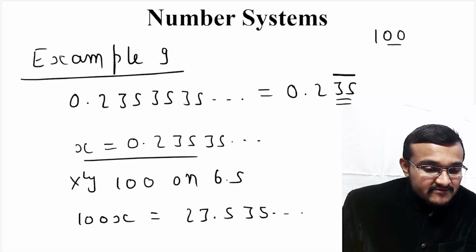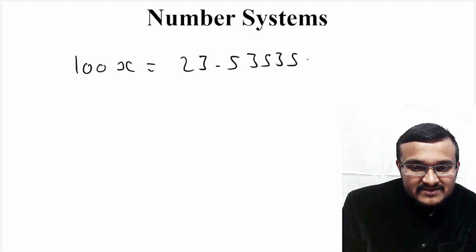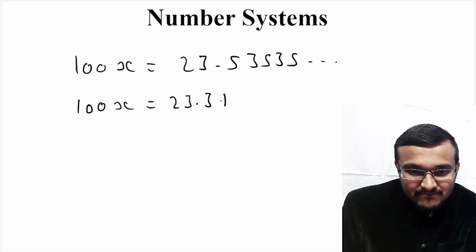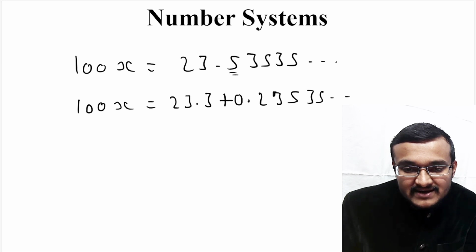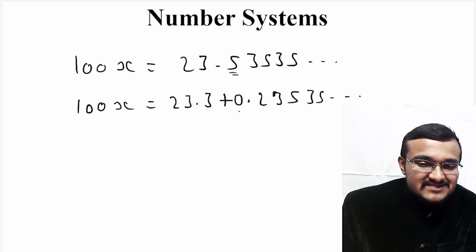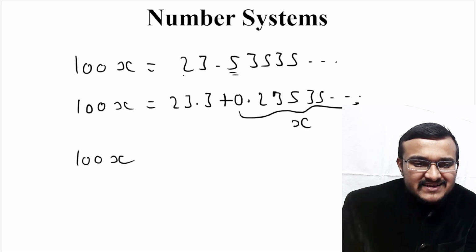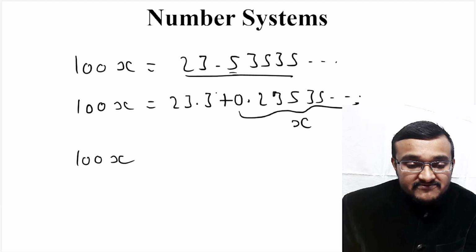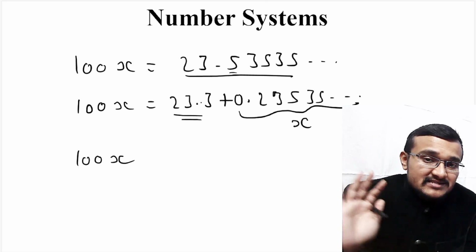So now you have 100x is equal to 23.5353535, it goes on like this. So now you can write this as 23.3 plus 0.2353535, and it goes on like this. So here you can clearly see we are again getting the x value. So for 100x, the simplest way is to subtract this x value from 23.5353535. So you'll get this 23.3, and 23.3 plus 0.2353535, you can just put like that.